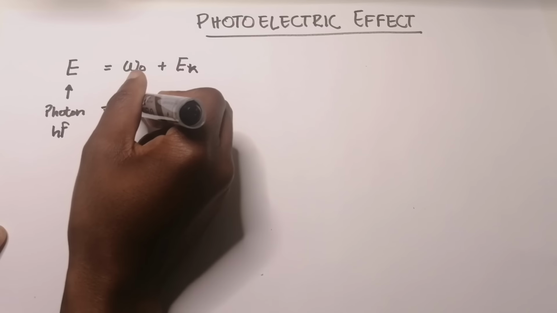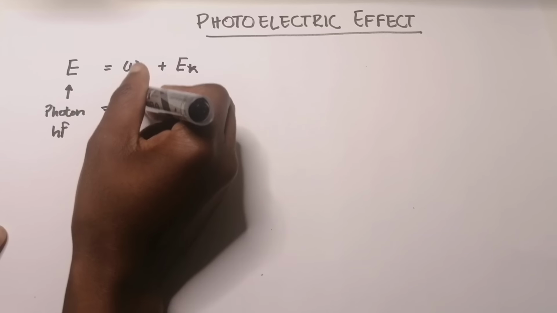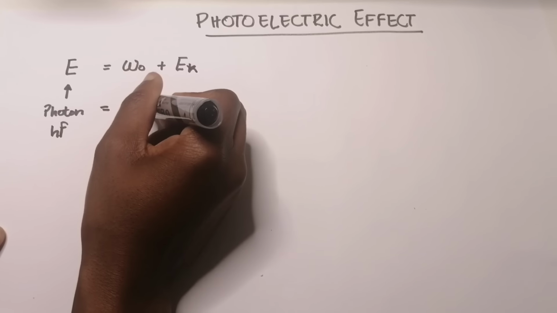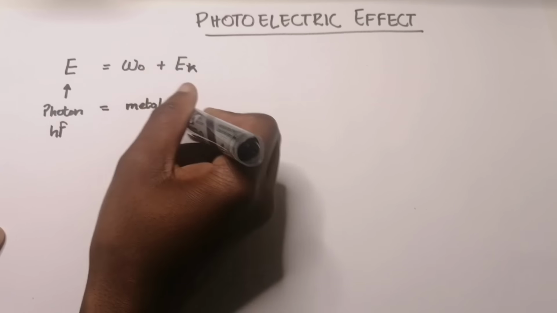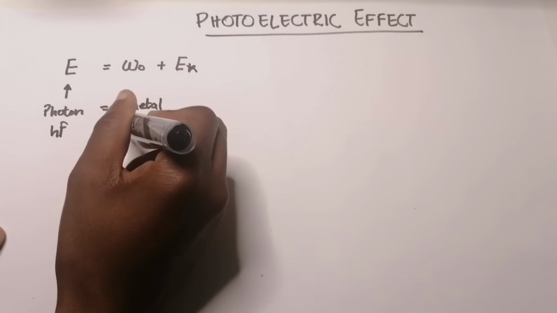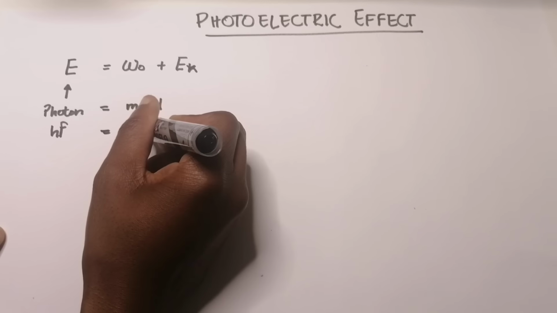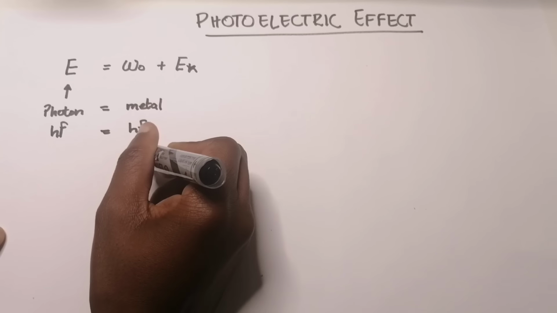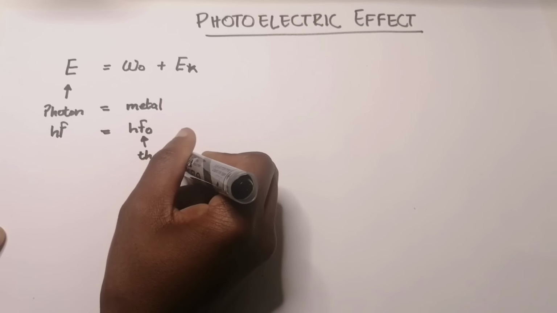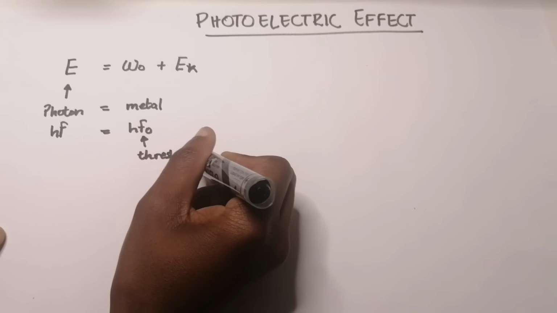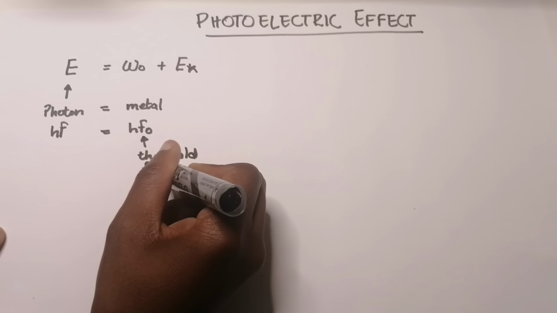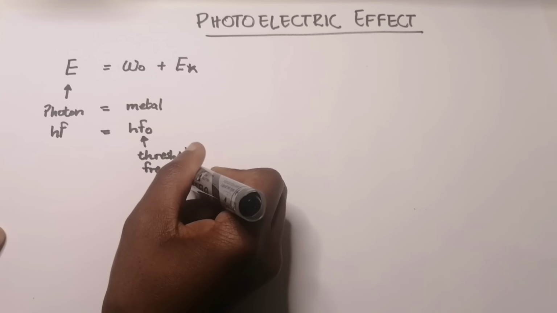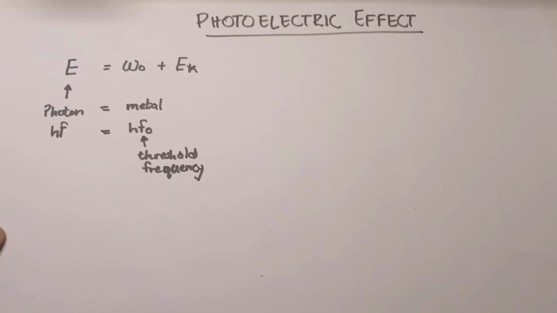Okay, so omega 0 represents the work function. We said this is the work function, and this represents essentially the metal on which we are working. And by the way, how do we get the work function? In this case, we say hf0, where f0 is the threshold frequency. Please remember that. Okay, and then so we said this is the threshold frequency.